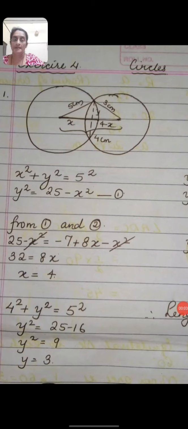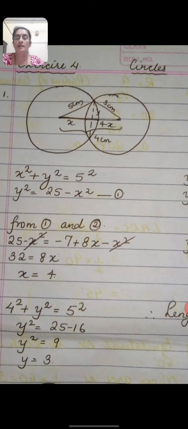Let us go to exercise 12.4. The first question here is: two circles of radius 5 cm and 3 cm intersect at 2 points, and the distance between their centers is 4 cm. Find the length of the common chord.